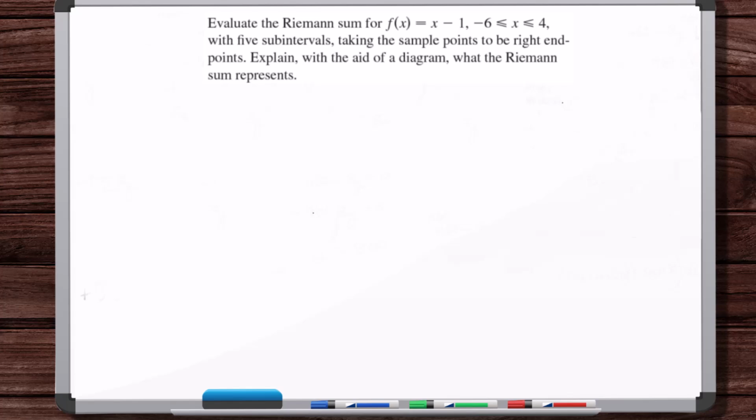Okay, in the next two videos, we're going to work example problems from the definite integral section of the textbook. All of these problems are related to the definite integral. However, we have not gotten to the fundamental theorem of calculus at this point. That's not until the next section.